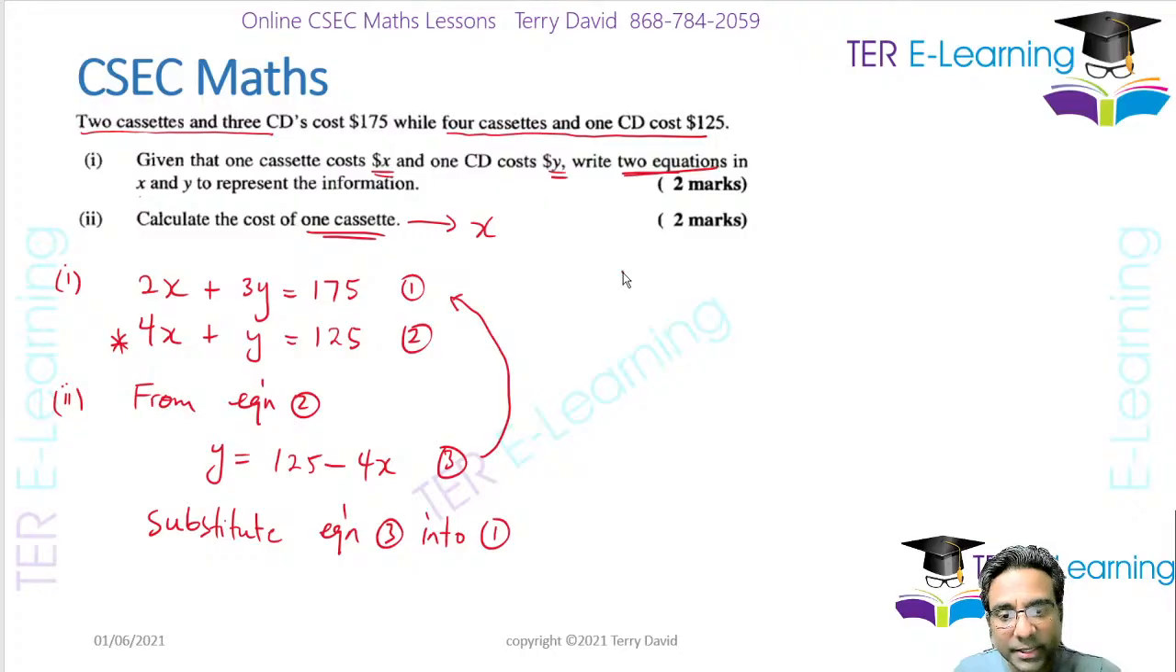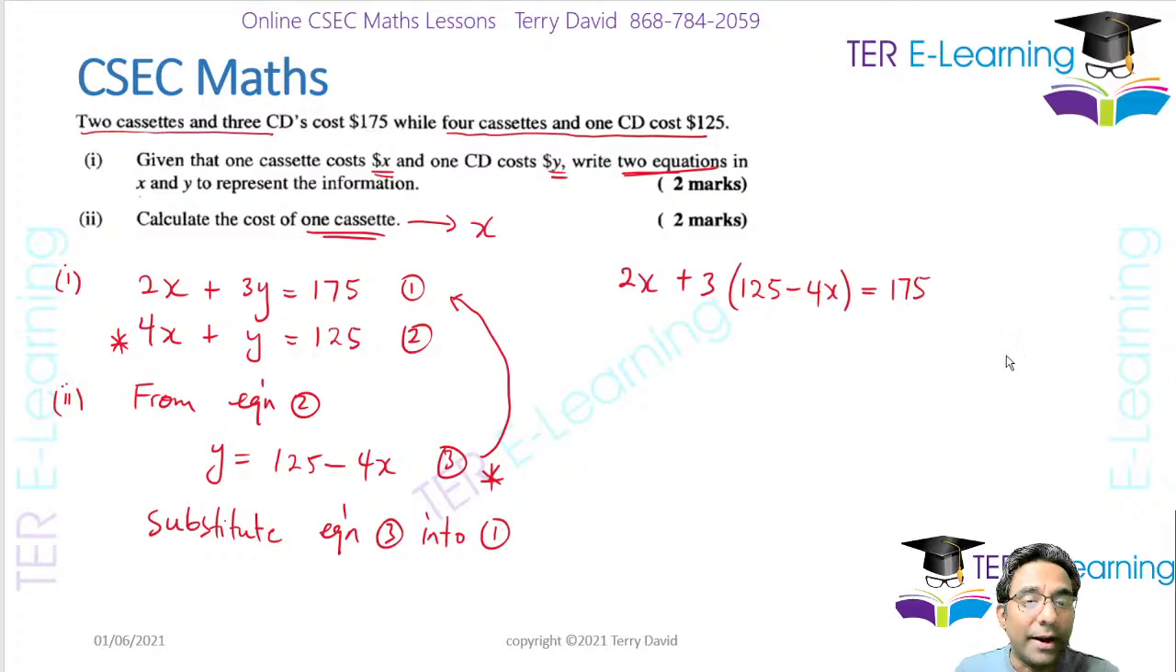We're going to say 2x plus 3y. But the thing is, you just worked out an expression for y here. So y is 125 minus 4x. So this is going to be 125 minus 4x, and that is going to be equal to 175. So if I solve this equation, I'm going to automatically figure out what x is.